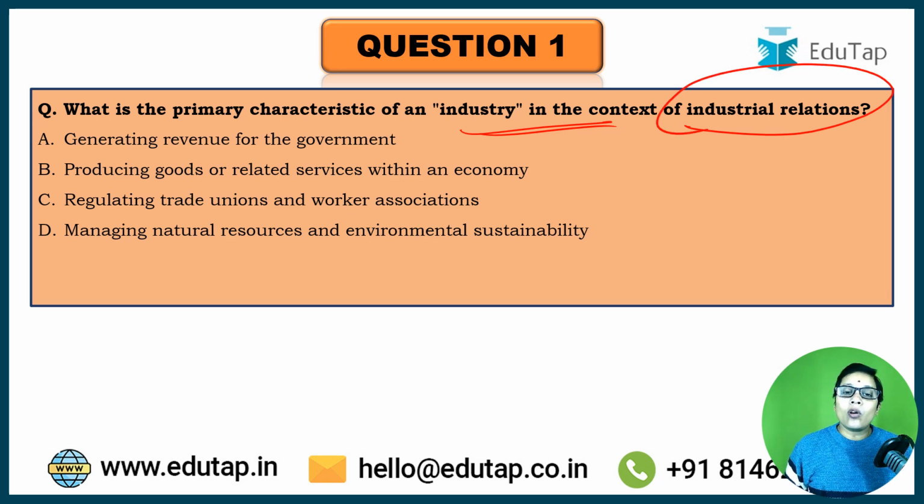See whenever we talk about any industry, majorly that focuses on it includes the economic activity involved, whatever the economic activity that is involved in generating goods and related services, that is called an industry. So in this case, industry का मतलब है that produces goods or related services within an economy. So here B is the correct answer.